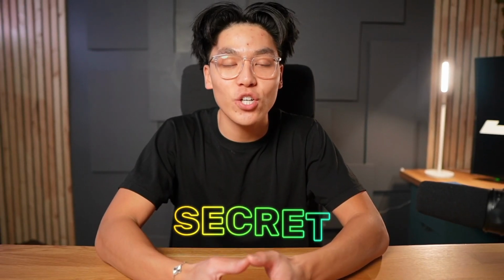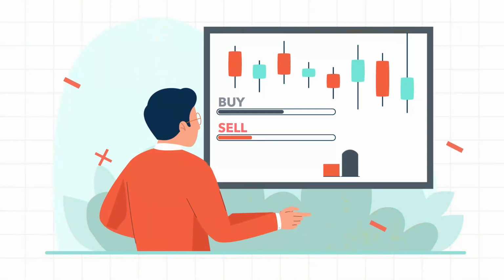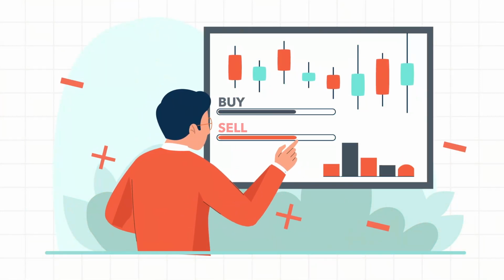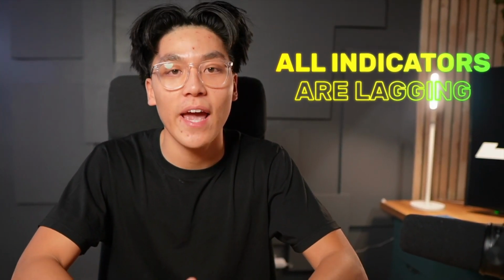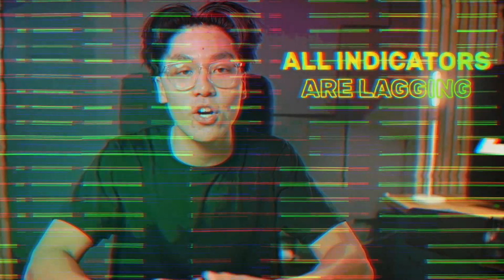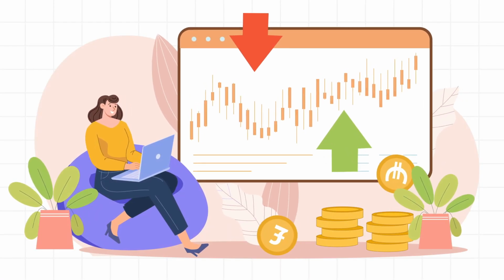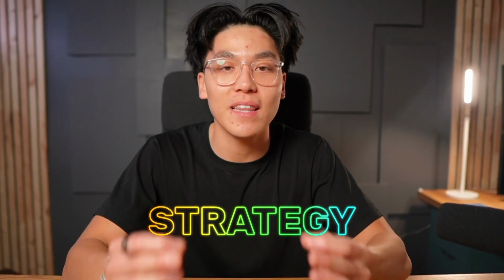In trading, there's no secret indicator that's going to tell you when to buy and sell anything. If that was the case, why would anyone tell you about their secret indicator instead of keeping it for themselves? The reality is all indicators are lagging, and you don't need a single indicator to become a successful and profitable trader. Once you realize this, you're going to focus all your attention on price action. So in today's video, I'm going to show you one strategy you can use to make a living day trading.